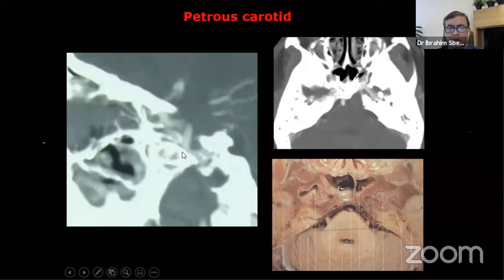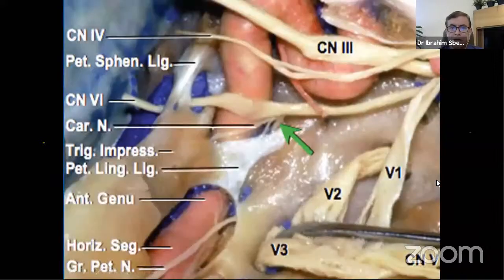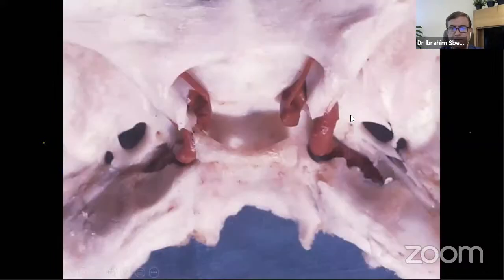So this is the petrous part, this is the paraclival part, and this is the cavernous part. Here is the part that we want to see, which is the petrous carotid, and this is in the cadaveric specimen. Then this is the petrous carotid part, and here it comes to the foramen lacerum, and there is a ligament here, the petrolingual ligament, fixing it there. It's different from this petrosphenoid ligament, the Gruber ligament, which passes above the sixth nerve as it goes into the lateral wall of the cavernous sinus.